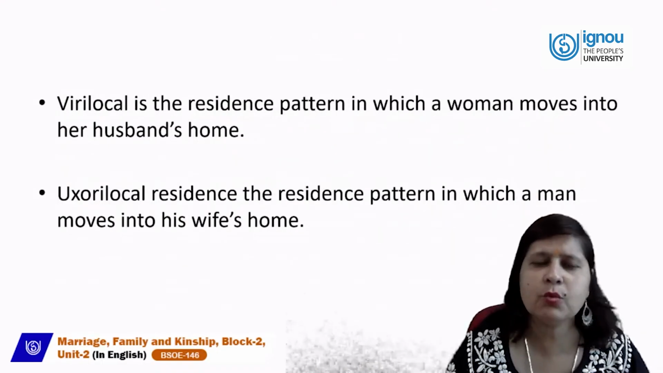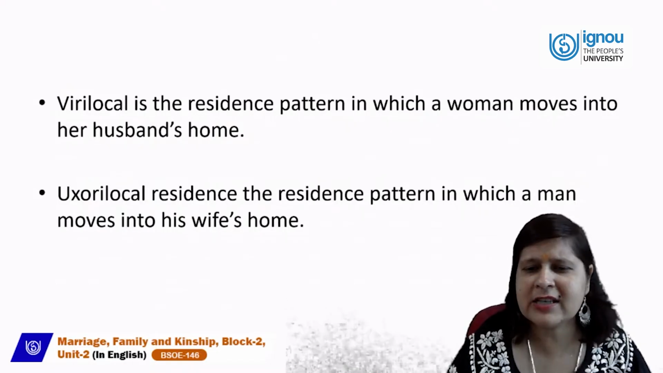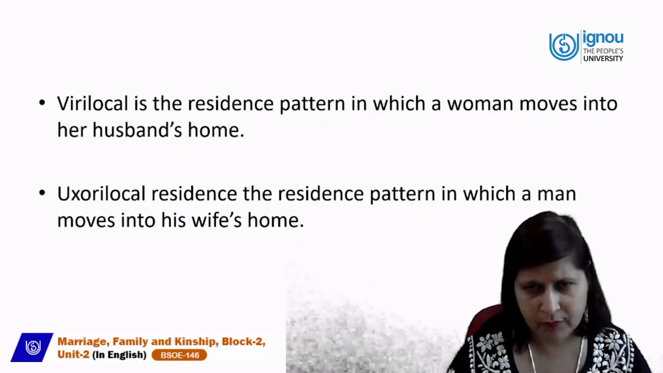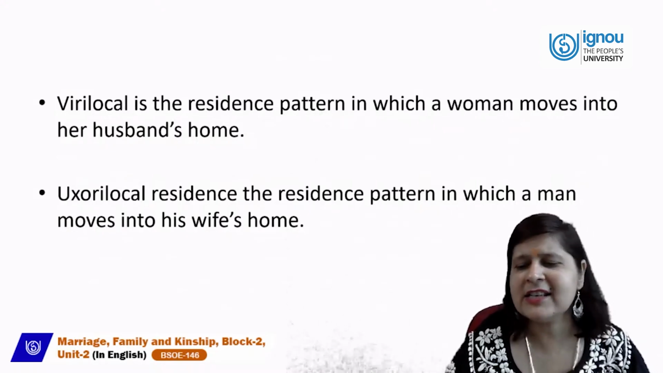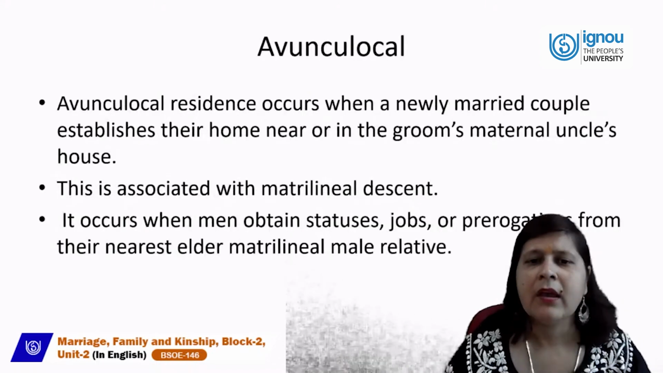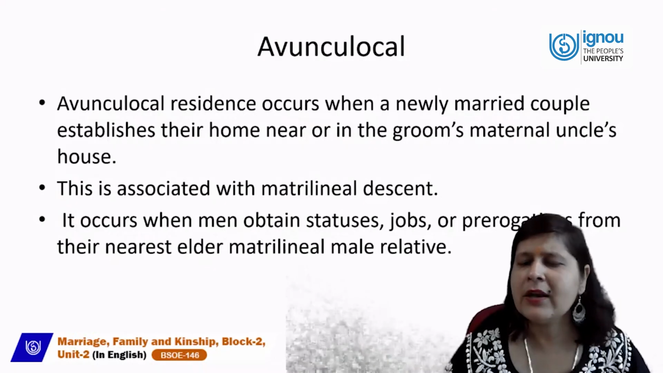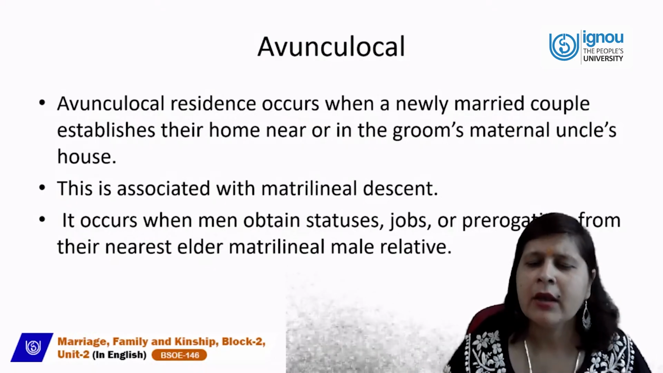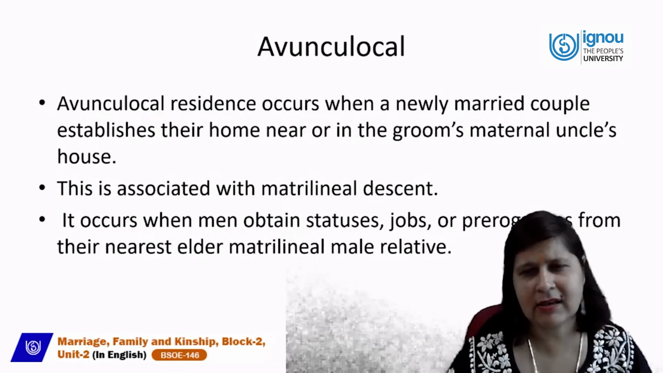Next is the virilocal type of residence. Virilocal is the residence pattern in which a woman moves into her husband's home. And uxorilocal is the residence pattern in which a man moves to the wife's home. Avunculocal residence is when a newly married couple establishes their home near or in the groom's maternal uncle's house.